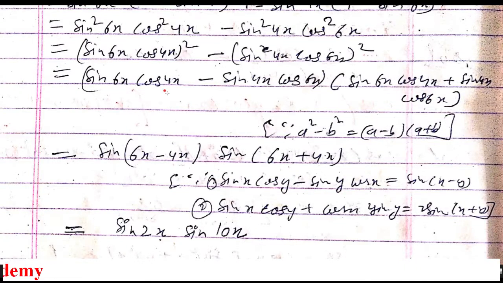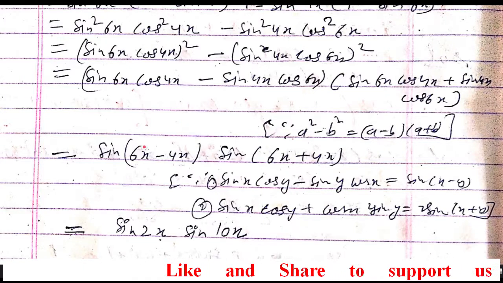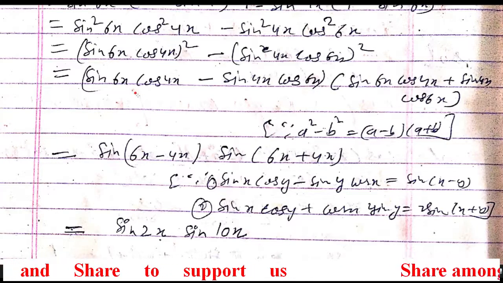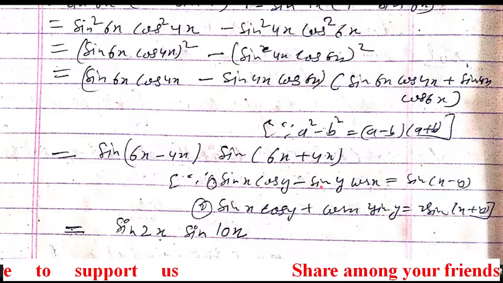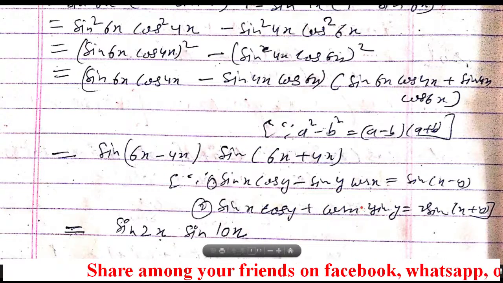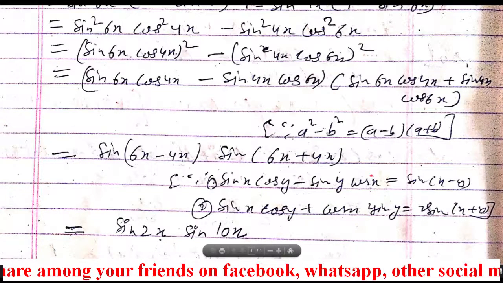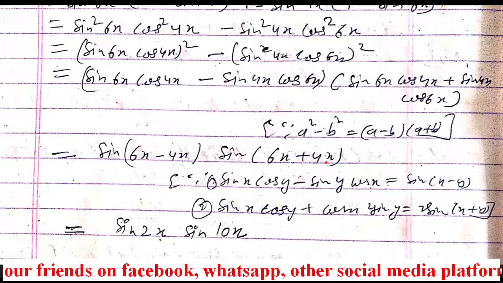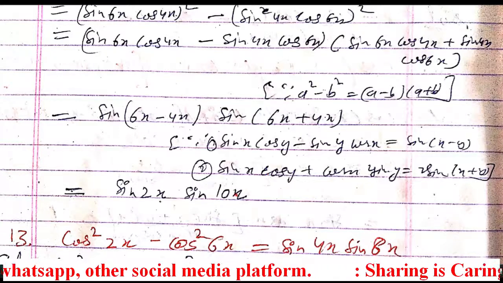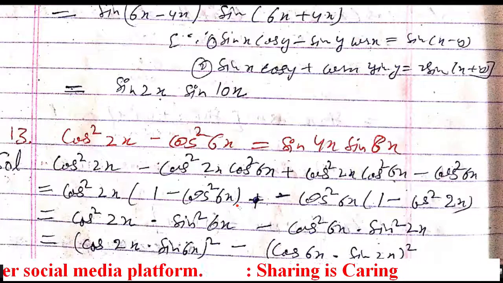Now after writing them as a minus b and a plus b, we found that these terms are again in the form of sine x minus y. So what is x here? 6x, and what is y here? 4x. That's why these two terms I replaced by sine 6x minus 4x, because these terms are in the form of sine x cos y minus sine y cos x. Again these terms are in the form of sine x cos y plus cos x sine y, that is sine x plus y. So sine x plus y means sine 6x plus 4x. So 6x minus 4x is 2x and 6x plus 4x is 10x. That is our right hand side. So this question is completed like this.